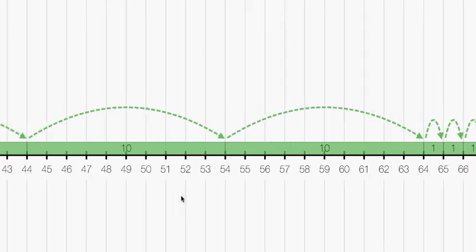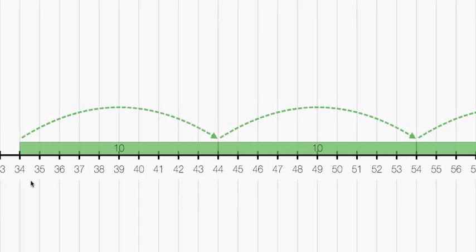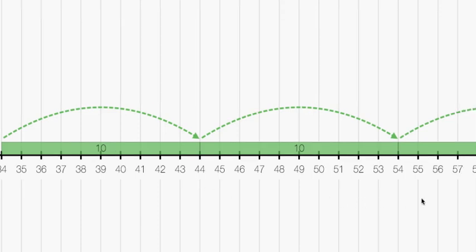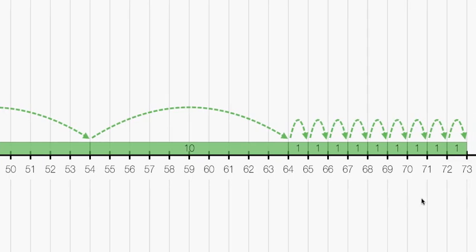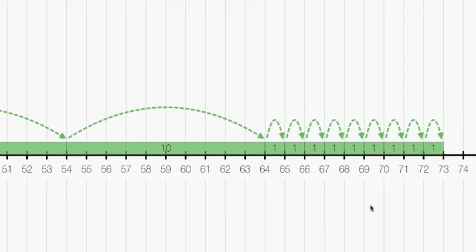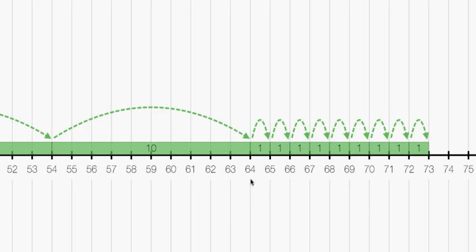So I'm going to go back and we're going to do it again. I started at 34, so I went 34, 44, 54, 64. And then I need to start counting by ones. So if I'm at 64, I can just start counting by 1. 64, 65, 66, 67, 68, 69, 70, 71, 72, 73. Well, now I've counted all the way from 34 to 73, starting first by tens and then by ones.